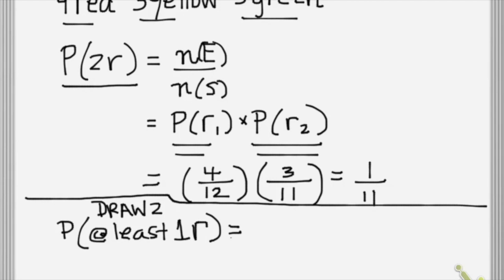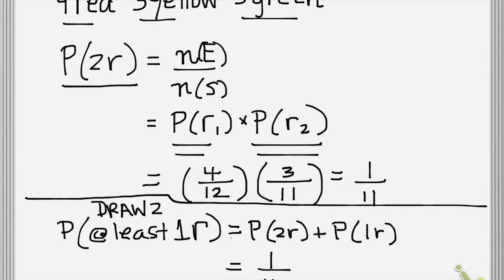All right, so let's take a look at that. The probability of at least 1 red is going to be equal to the probability of 2 red plus the probability of 1 red. Does that make sense? So the probability that at least 1 red is going to take into account 1 red or 2 red. All right, so 2 red we've already got. That's a 1 in 11 chance.